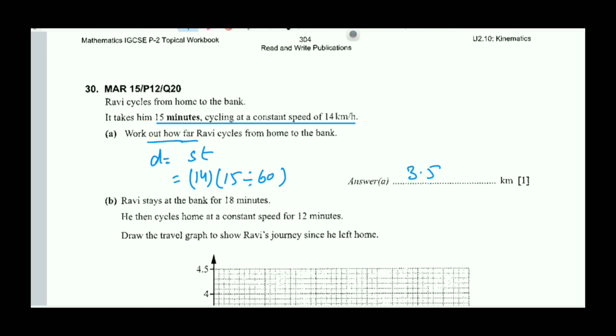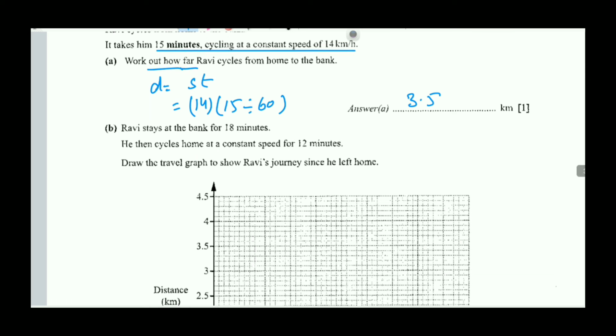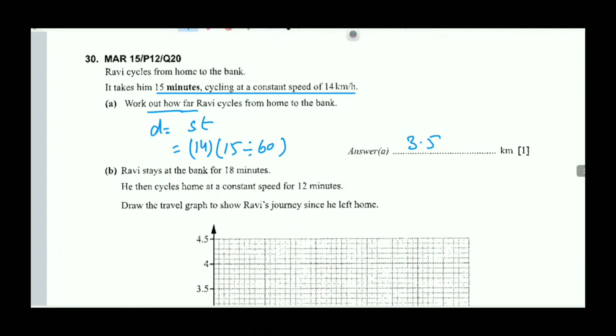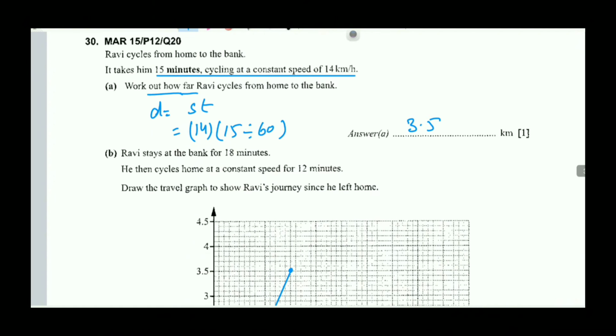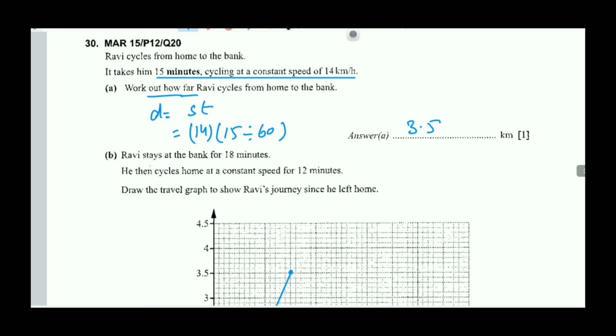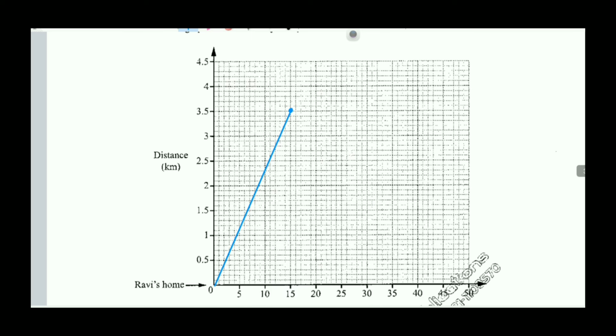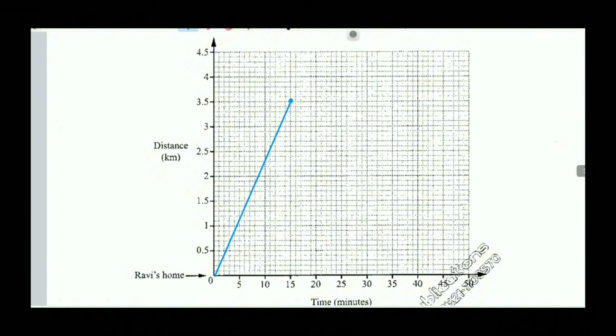Simple. This is the first part that you have to draw. It takes 15 minutes. Time is 15 minutes. Distance we have calculated is 3.5. 15 and 3.5 is this point. This is 15 and 3.5. So you will draw a line like that. Okay, read the next line. Ravi stays at the bank for 18 minutes. Now you have to draw this line for 18 minutes.